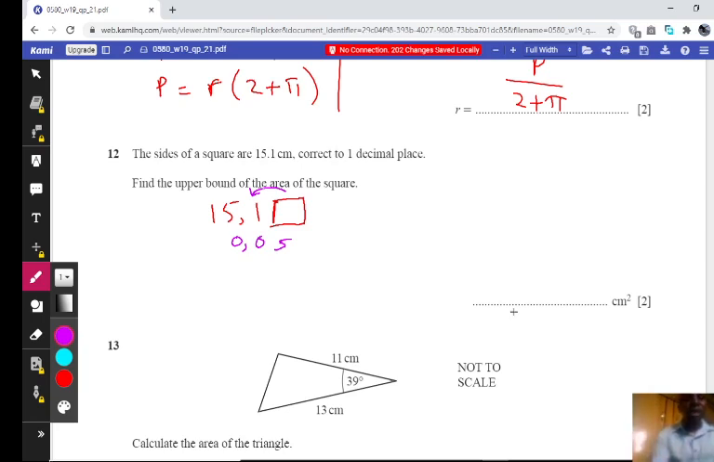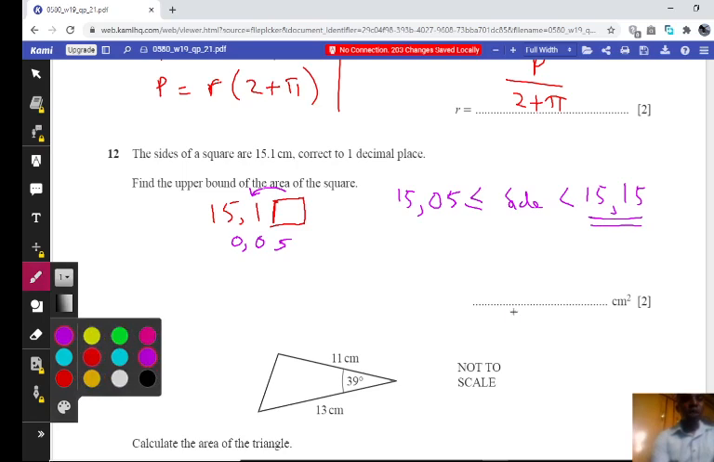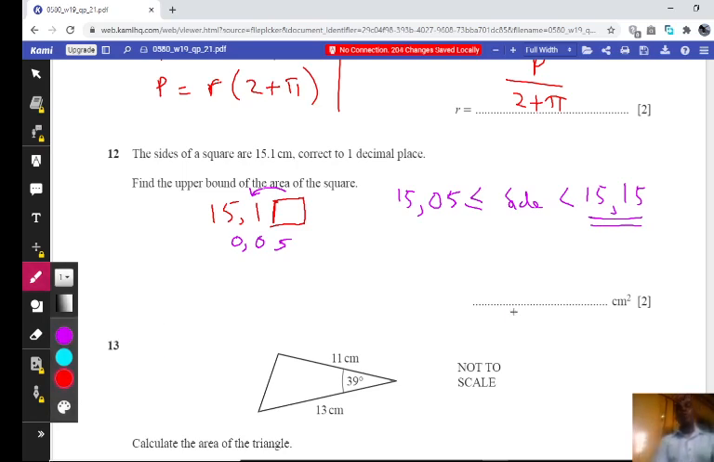15.05. This is the least possible number. Then the side lies between 15.05 and 15.15 after adding or subtracting 0.05. So the maximum possible number in this case is 15.15. This is the one that we have to use, because what we want is the upper bound of the area of the square. So you say 15.15 times 15.15.